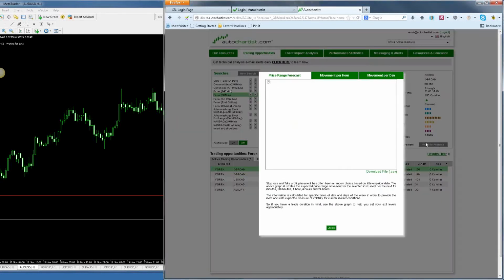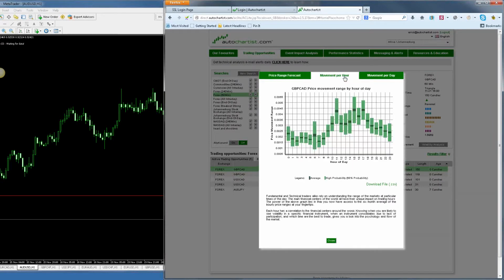And if I click on the button again, okay, the movement per hour. Now what you're going to find with a lot of pairs is that the volatility, when price moves the most, is usually during the London time. And that usually works across all pairs. Some pairs, obviously GBP is Great Britain, and the London Open relates directly to that. So you're going to see that the volatility on most pairs increases during the London time.